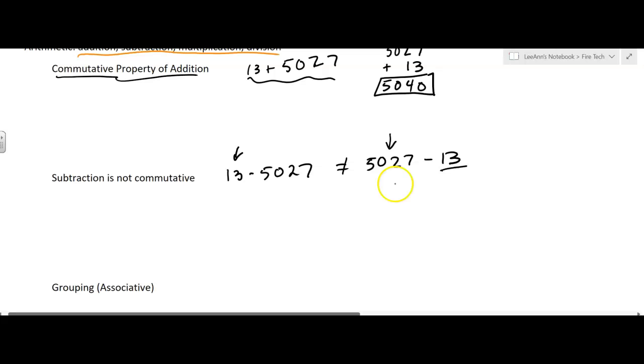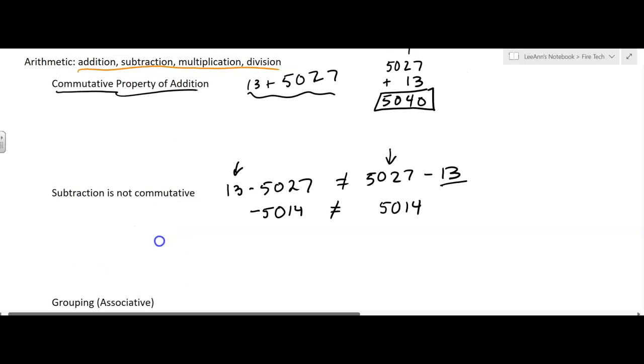On the right-hand side, I'm just subtracting, and so I get 5,014. But on the left-hand side, I'm taking the difference, and again, I can put this in the calculator, but I'm going to get a negative 5,014. So not the same thing. One you're getting charged by your bank, and the other you have lots of money you can go spend. Okay, so addition's commutative, subtraction's not commutative.